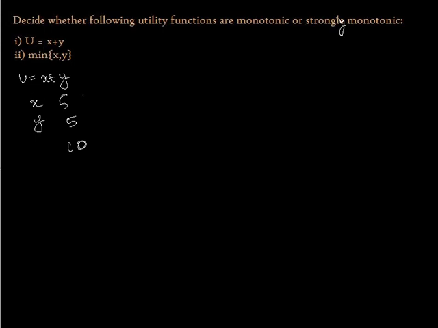Say for example, you just increase x by 1, that is 5 to 6, keeping the other one constant. What is your resultant utility? Which is 11, which is definitely greater than 10. So 11 is of course greater than 10, and it means that just by increasing one of the commodities, which is x, by 1, you have been able to increase utility. So this is the case of strong monotonicity.